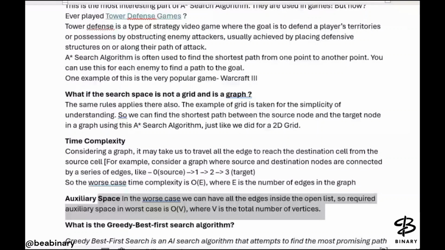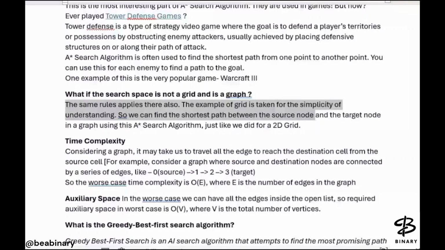What if the search space is not a grid or a graph? The same issues apply here also. The example of a grid is taken for simplicity of understanding. So we can find the shortest path from the source node to a target node. In a graph, we talk about branches and nodes, so moving through each branch from source to target will be the worst time complexity here.